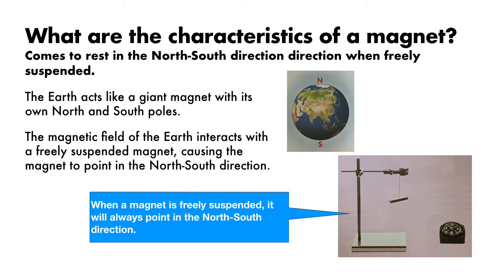If this is north and this is north, it will go away. Yes. If this is north and this is south, then it will stick together. Yes, correct. So the magnet will line itself so that it can stick together. You understand? So when the magnet is freely suspended, it will always point in the north and south direction.